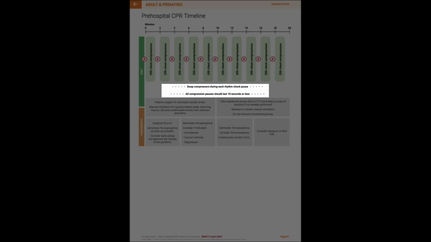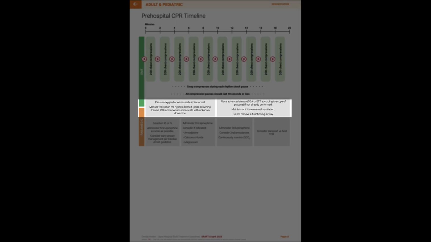We include a couple of important reminders to swap compressors during every rhythm check pause, as well as a very important detail to make sure that each pause lasts no more than 10 seconds, as in ever, as in throughout the entire code if you can help it.